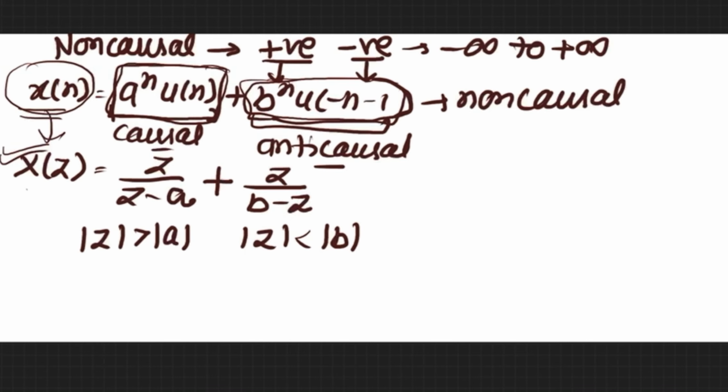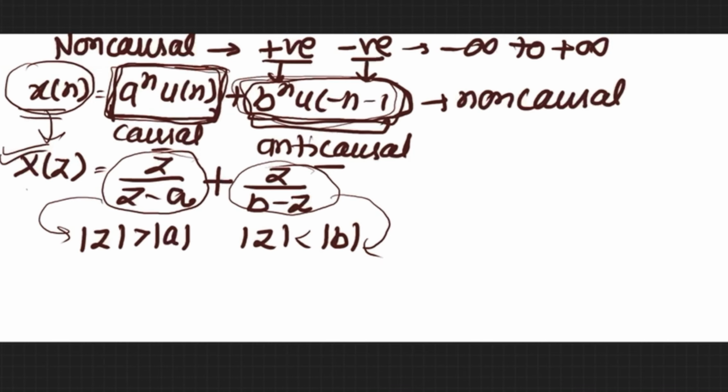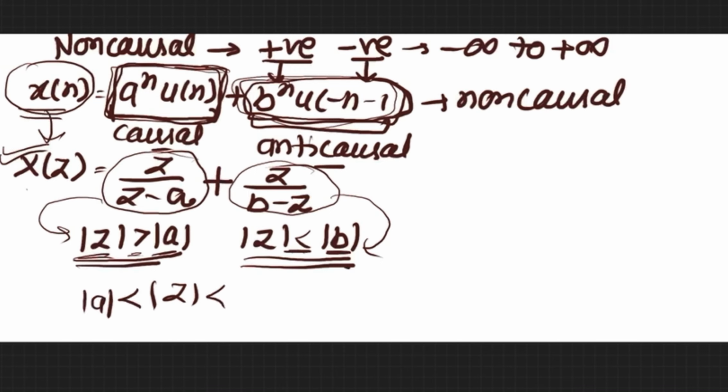So we have taken the Z transform of this causal signal, that is Z upon Z minus A, and the Z transform of this anti-causal signal, which is Z upon B minus Z. These things we have already derived in this lecture. This has the region of convergence |Z| greater than A, and this has the region of convergence |Z| less than B. Now the main thing is how we can find the resultant region of convergence. It can be found by combining these two regions of convergence, which says that |Z| is greater than A but less than B. So we can combine these as A less than |Z| less than B.